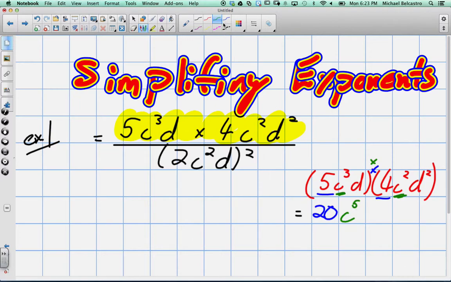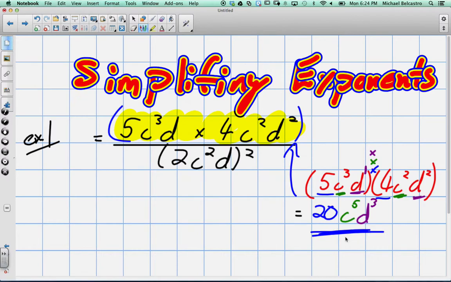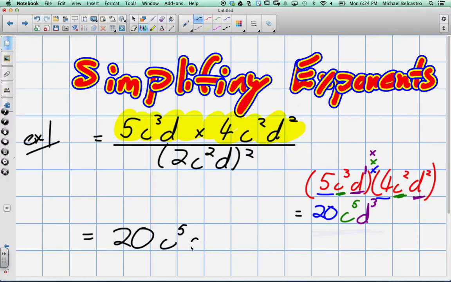Okay. And then finally, our last one, in a different color, d. Now this one's a little tricky. What exponent is d technically to? 1. There's technically a 1 there. And again, because it's multiplication, we write the same base, d, and we add the two exponents. So what did that become? 3. So I've just simplified the top part of this. I can replace this entire top part with just these. So this becomes equal to 20 c to the power of 5 d cubed. That first part makes sense? Simplifying that? Yeah.